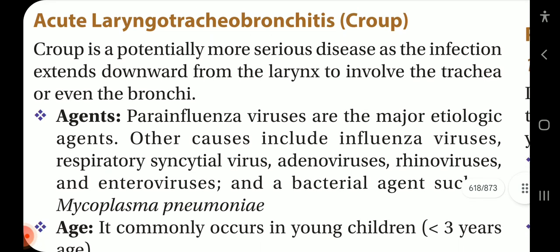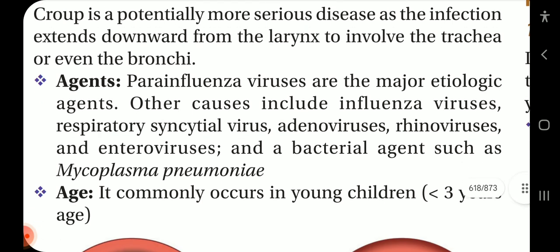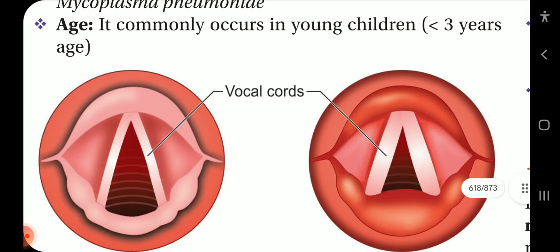Acute laryngotracheobronchitis, croup. Croup is potentially more serious disease as the infection extends downwards from the larynx to involve the trachea or even the bronchi. Agents. Parainfluenza virus are the major etiologic agents. Other causes include influenza virus, respiratory syncytial virus, adenovirus, rhinovirus, and enterovirus, and bacterial agents such as Mycoplasma pneumoniae. It commonly occurs in young children less than 3 years of age.